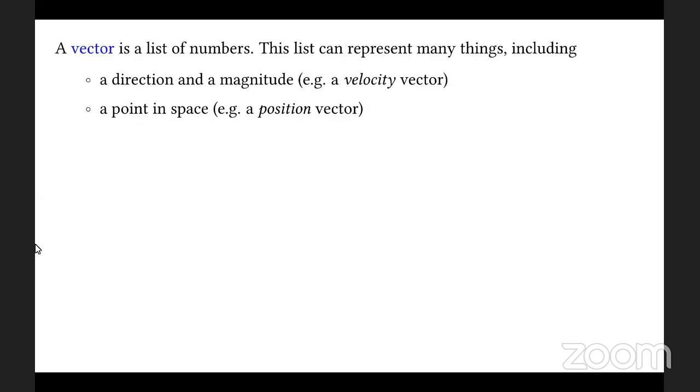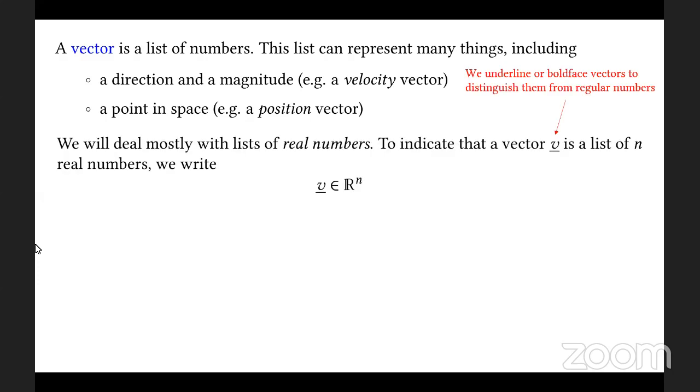A vector is a list of numbers, and that list can be many things. We've seen it as a velocity vector, we've seen it as a position vector, and there are countless other things that a vector could represent. If you don't want to be frantically writing this whole time, the slides will be available afterwards.